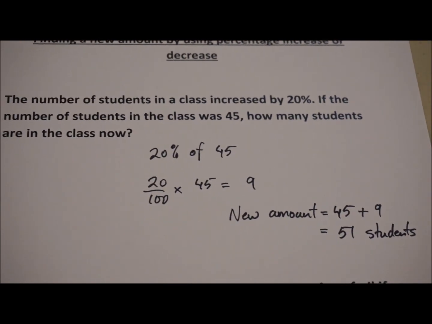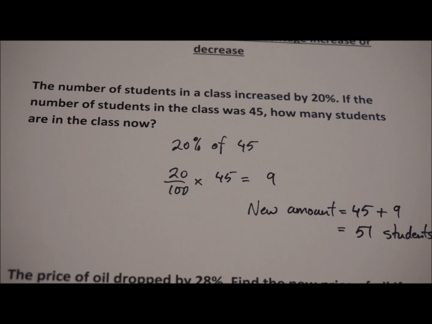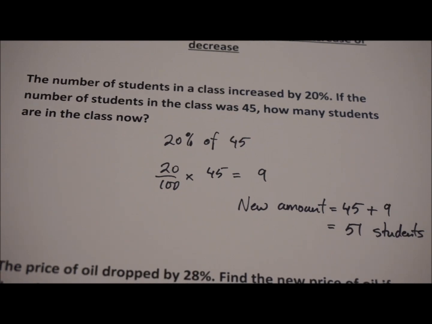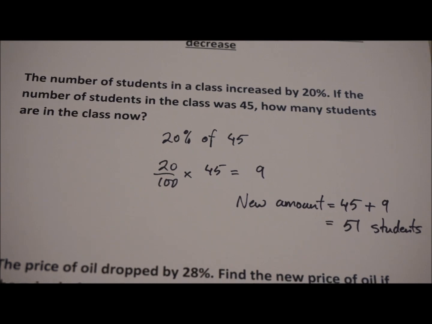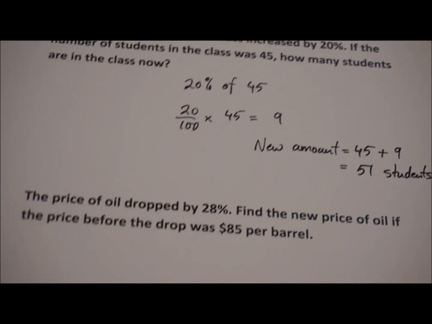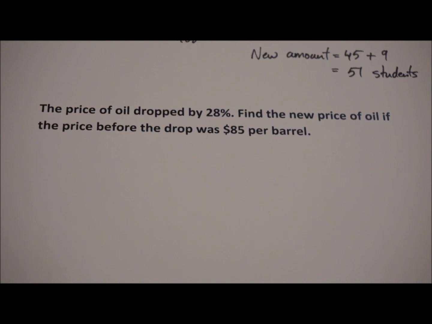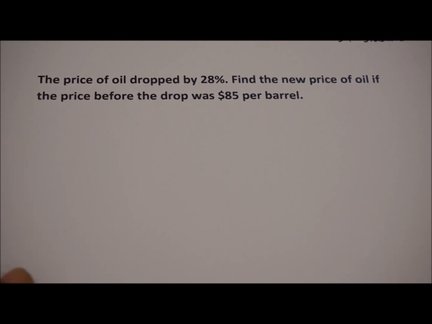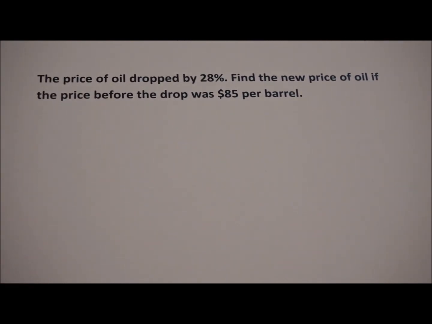Okay, and this is an example of how we can use our percentage increase or decrease to find our new amount. The second example that I will give you will show you an example where we can find a new amount after a decrease. Here's a problem. The problem says the price of oil dropped by 28%. Find the new price of oil if the price before the drop was $85 per barrel.